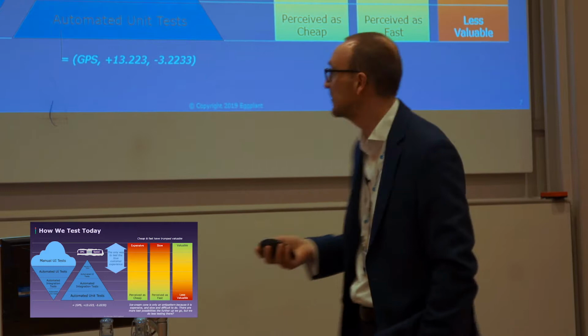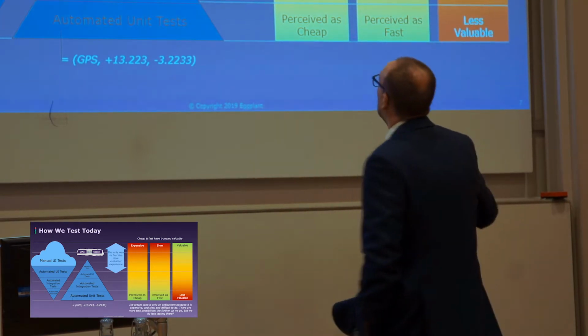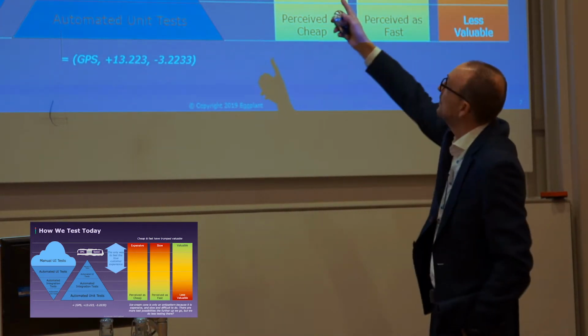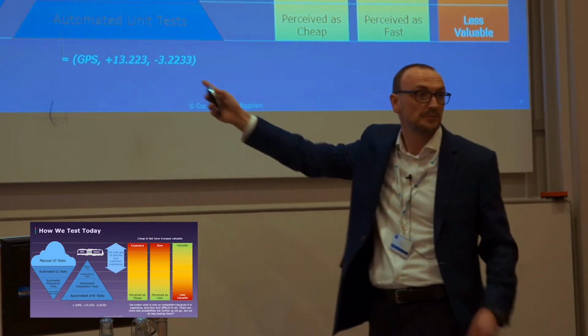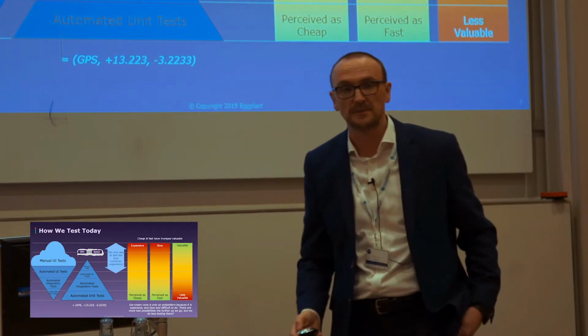So we have a third dimension. This is around valuable. It's super valuable to be able to know that something's really not going to work, and less valuable to know that the API is responding as I expect it to.